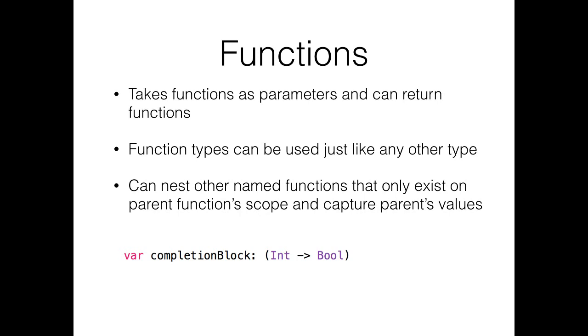So you can have a completion block that can be a function, and it's a type. It's an int, something that has a parameter of int, and something that returns a bool. So this is a type, okay? And we have a variable of this type that is a completion block.